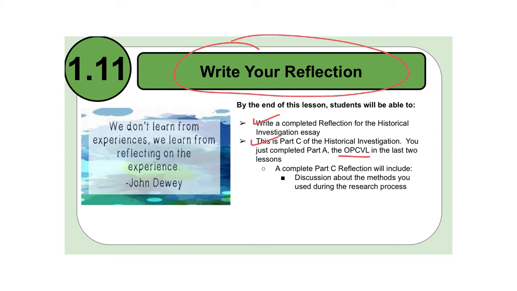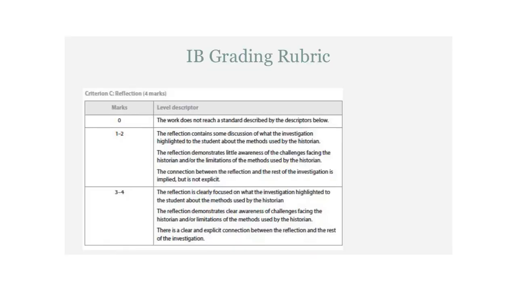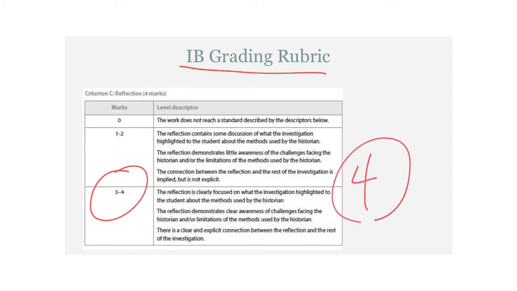A complete part C reflection includes a discussion about the methods you used during the research process. That's largely what this is going to be, so we're going to focus on writing that now. Here's a quick look at your IB grading rubric, and this particular section is worth a maximum of 4 points. So obviously this is the area that you would like to be scored in, so take a look at these different components to let you know what you need to do in order to be successful in getting a 3 or 4 for this part.